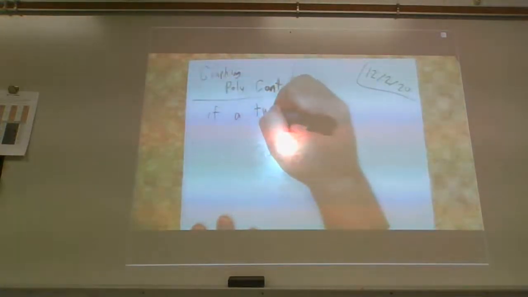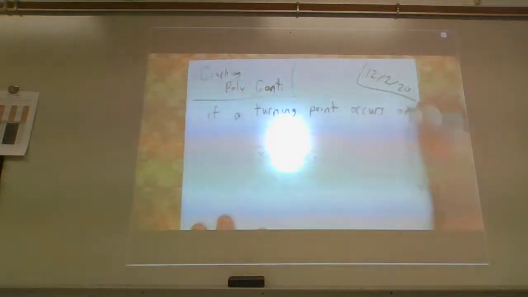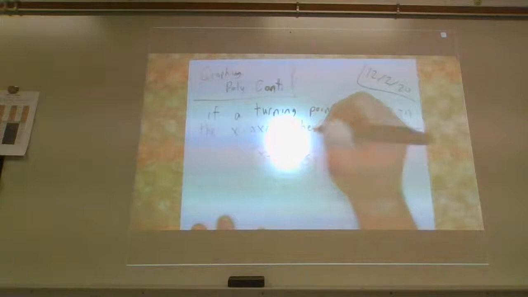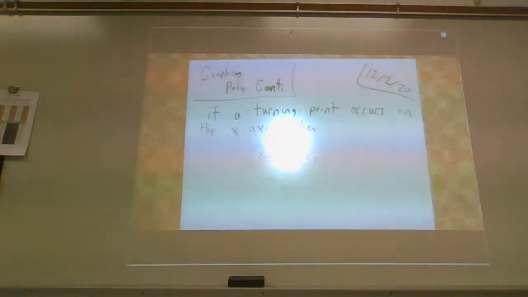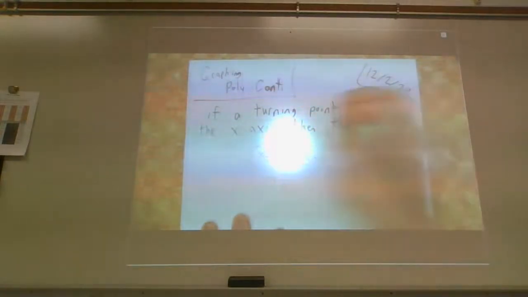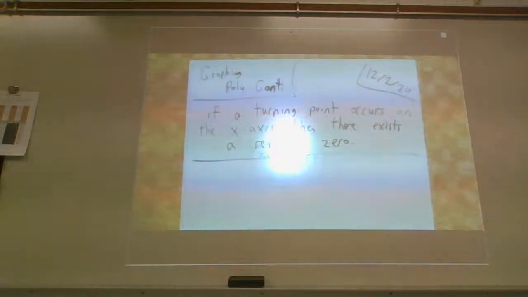If a turning point occurs on the x-axis, then, I'll pause right there for a moment. But if a turning point occurs directly on top of the x-axis, then there exists a repeated zero. You have to be aware of this. If a turning point is going to occur directly on top of the x-axis, then you have a repeated zero.